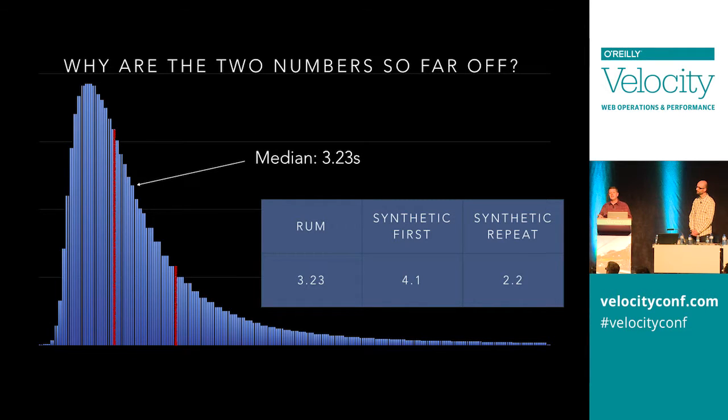And then you introduce synthetic into the picture. So this idea of looking at synthetic measurement with a completely cold cache, really nothing in its cache, hitting the site for the first time, you've got a first synthetic measurement, or synthetic first, and then you've got the synthetic repeat, which is immediately hitting that same page again and loading up with a warm cache. So you get two different numbers already with synthetic, and you try to compare that to your RUM data, and you're sort of somewhere in the middle, right? So there's quite a bit of difference there. Another one of those reasons that those numbers get pretty far off.